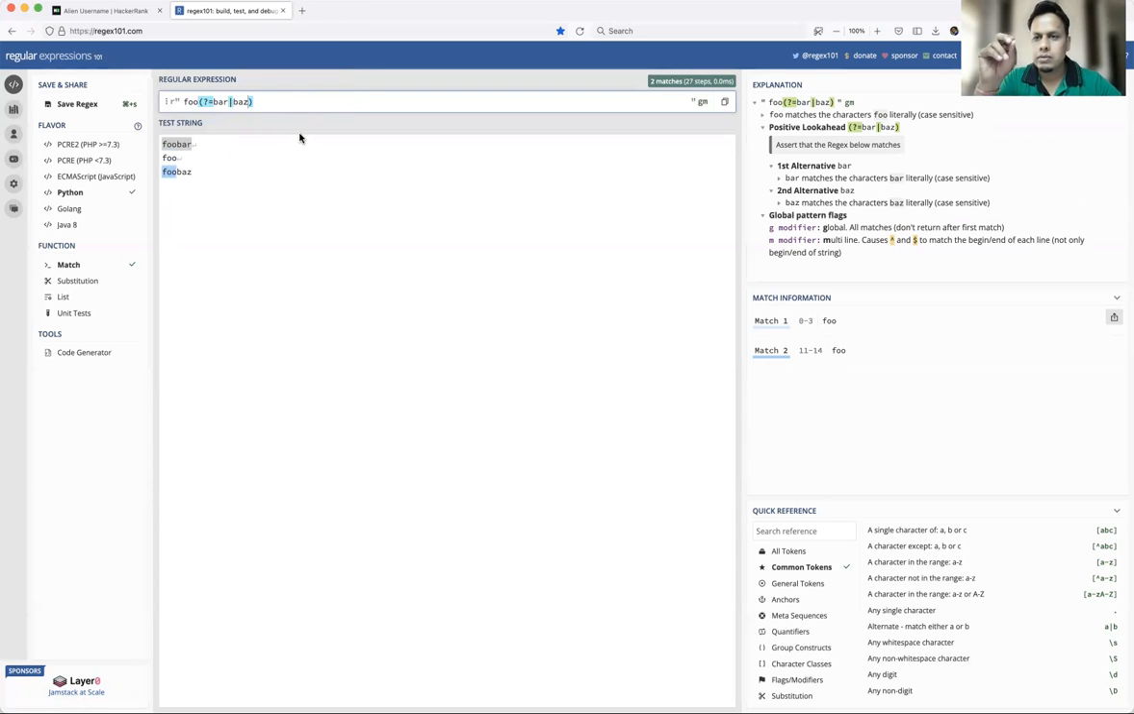You cannot use character class and all. So write exact word. You see here now, foo is also recognized, foo bar and foo bars. Correct. So this is what is positive look ahead. Similarly, we have negative look ahead.